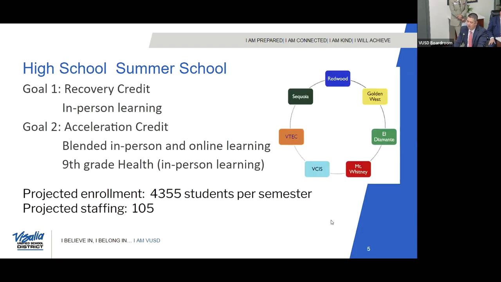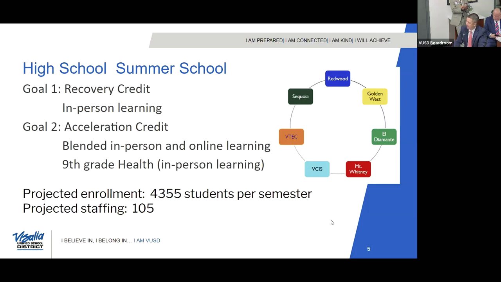High school summer school, we have two goals. One is credit recovery, meaning a student took the class and maybe was unsuccessful in that class, they have the opportunity to retake that class to earn those credits. So that's what credit recovery is. In-person learning will be happening for all recovery credit classes, and that will be for all school sites. Hence the circle with all of our schools there is that all schools are invited to the summer school and are able to participate.